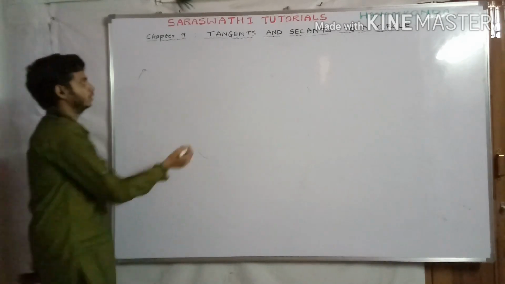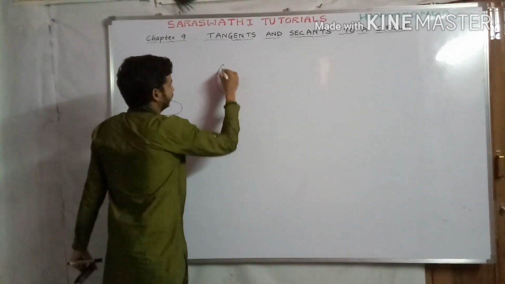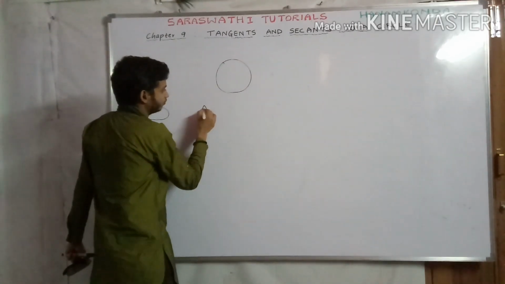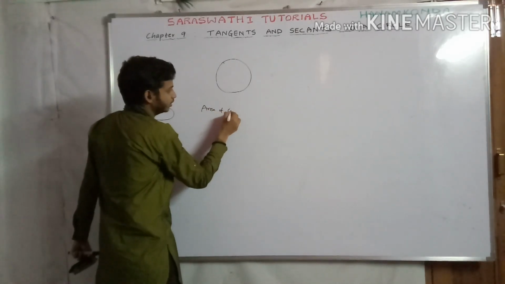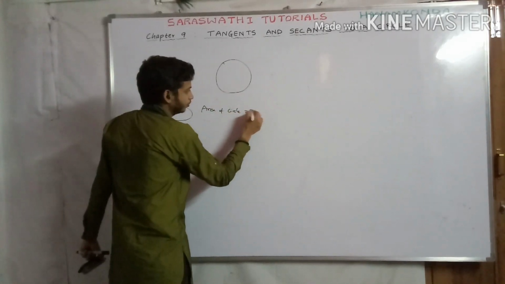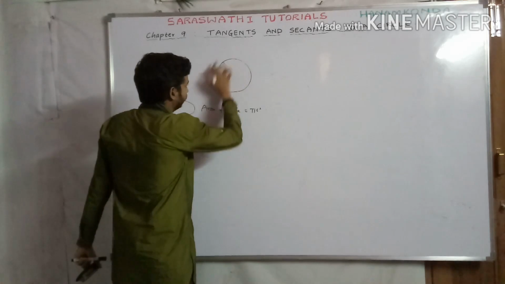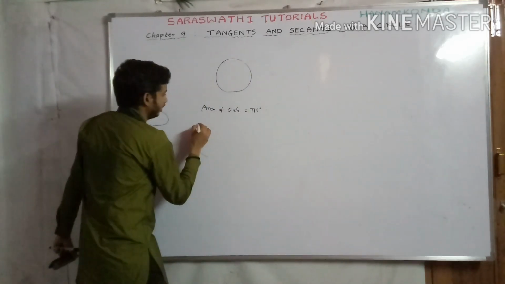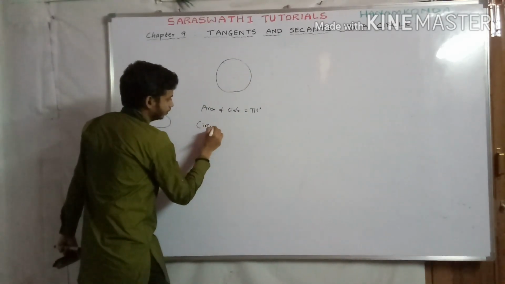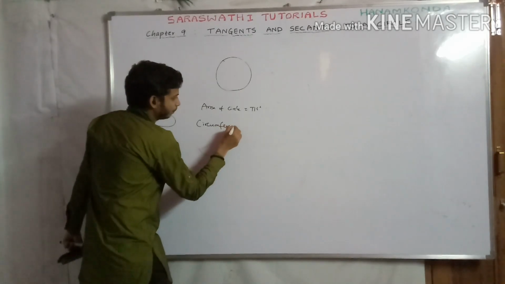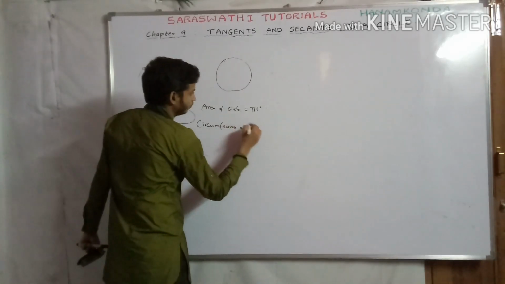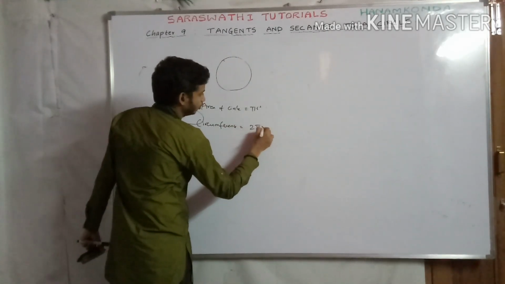Next, area is related to the circle. You know that the area of a circle is pi r square, that means the total area of the circle is pi r square, and the circumference or perimeter of a circle is 2 pi r.